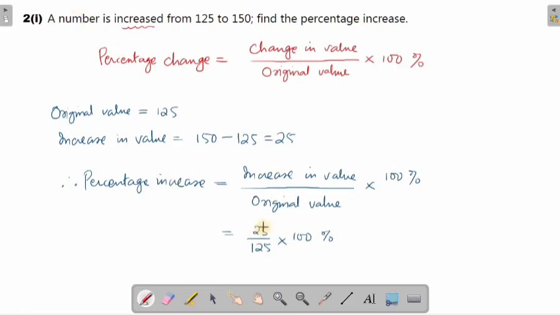So let's quickly calculate this after doing the cancellations. 25 into 5 gives you 125. So 5 1s are 5, 5 20s are 100. So your answer turns out to be that the percentage increase is 20%. So this is your answer. Okay, so you may note down this formula separately and start your solution from here onwards. You may pause the video and note down your solution.